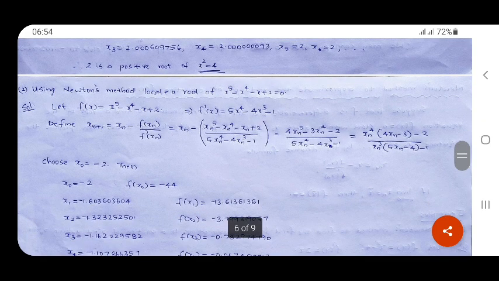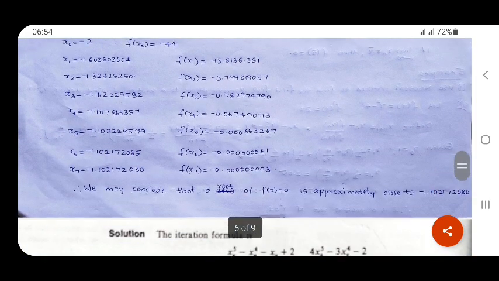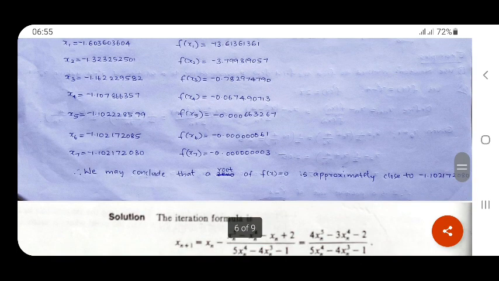Choosing x naught equal to minus 2. Let us see what happens, or why we have chosen x naught equal to minus 2. That I will discuss later. So you can see that x7 is minus 1.1021728080 and f of x7 is minus 0.000000 etc.